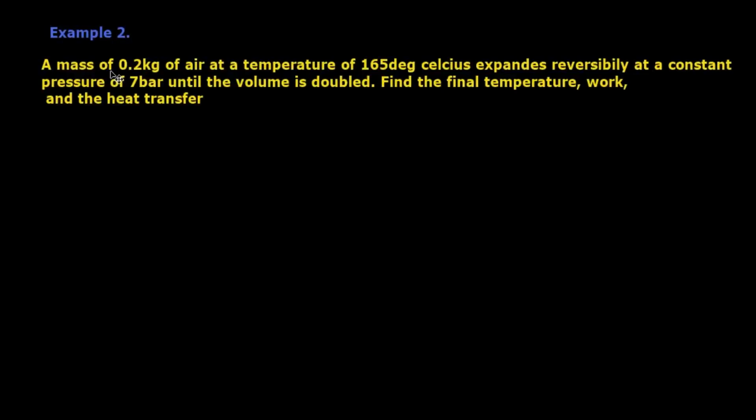a mass of 0.2 kg of air at a temperature of 165 degrees Celsius expands reversibly at a constant pressure of 7 bar until the volume is doubled. Find the final temperature, work, and the heat transfer.